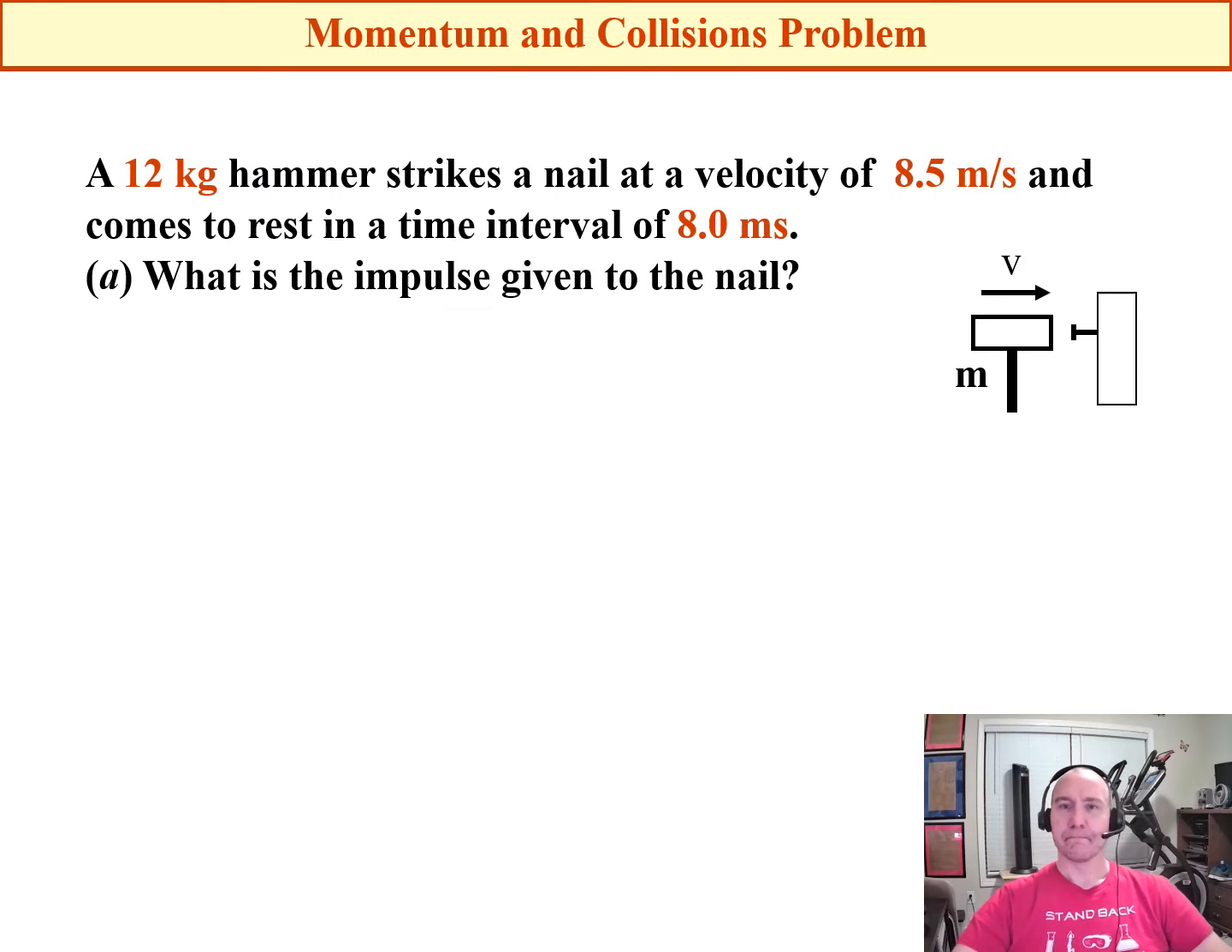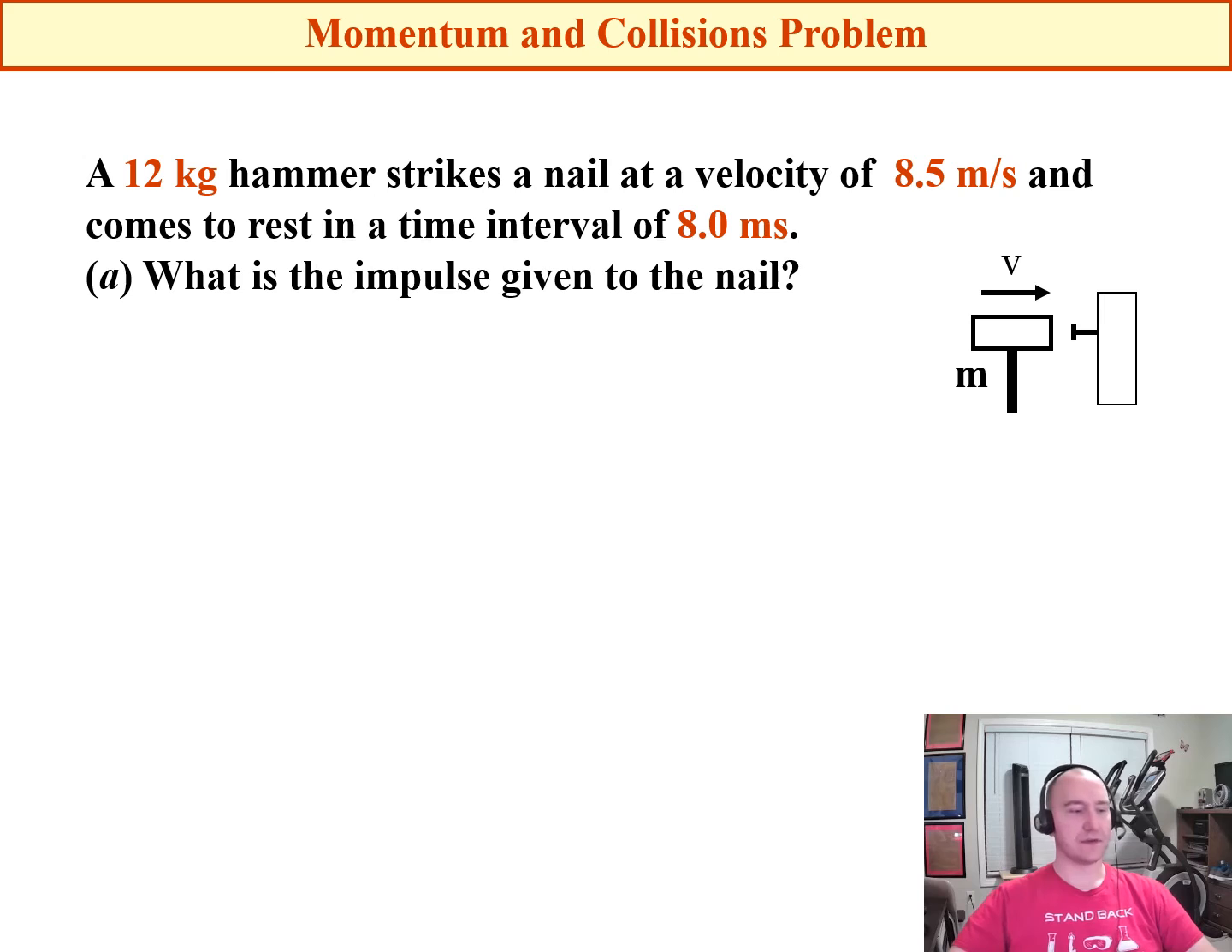All right, so a 12 kilogram hammer strikes a nail with a velocity of 8.5 meters per second. It comes to rest at the time of 8.0 milliseconds. So what's the impulse? What's the impulse given to the nail? Give you a second to do that.